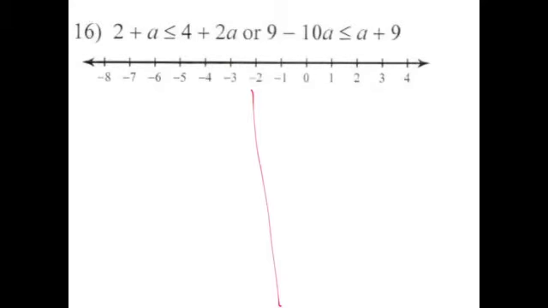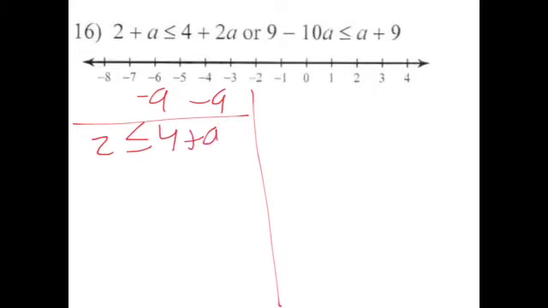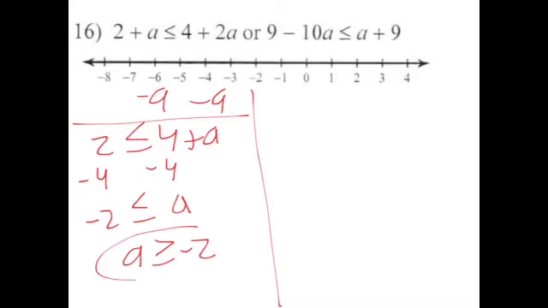Moving on to 16, our last problem of this assignment. I'm going to solve each of these inequalities separately and then graph them and see what we get. Let's start by subtracting a from both sides to get 2 less than or equal to 4 plus a. And we'll subtract 4 from both sides to get negative 2 less than or equal to a. Or in other words, a is greater than or equal to negative 2.